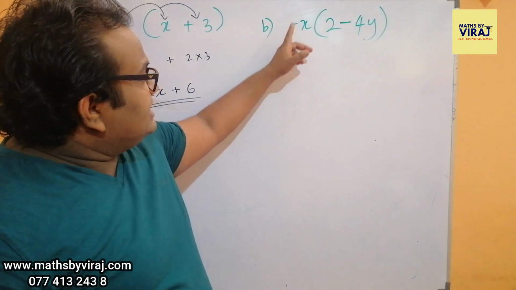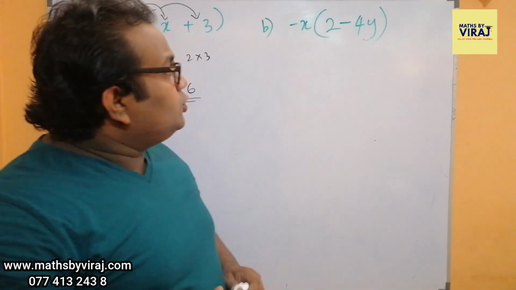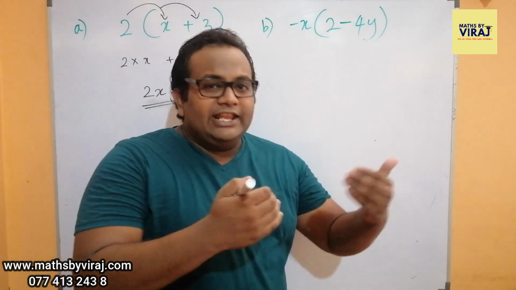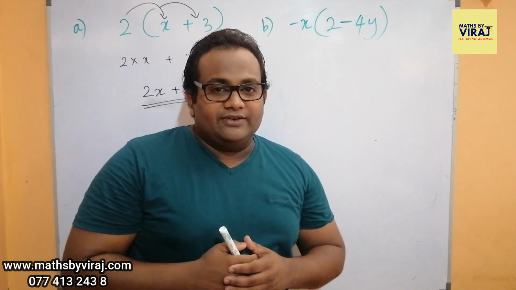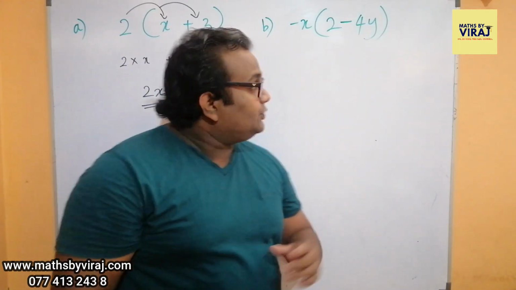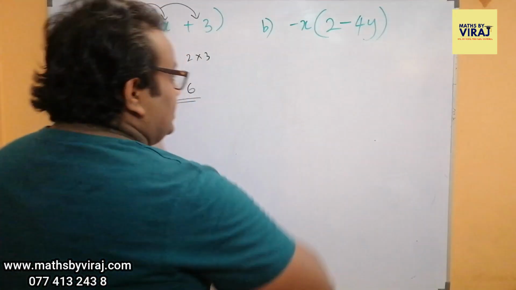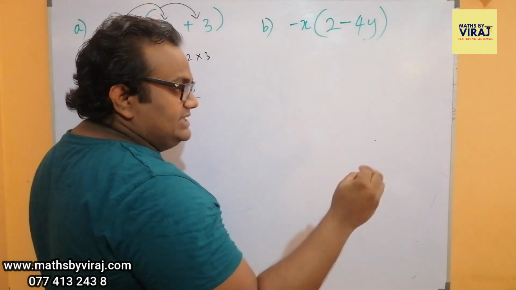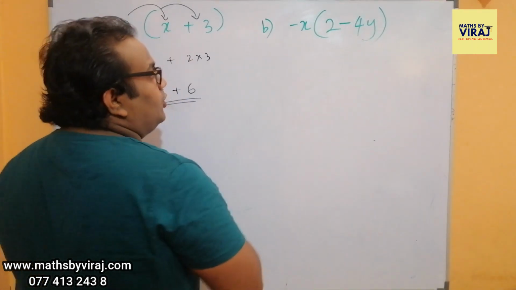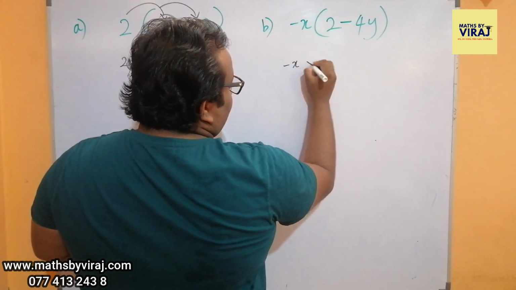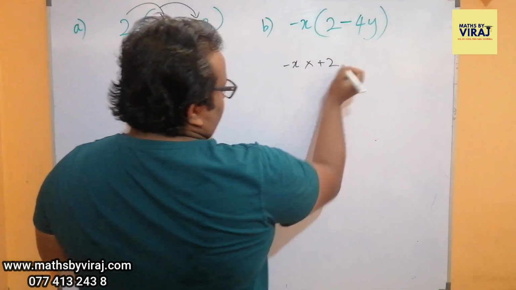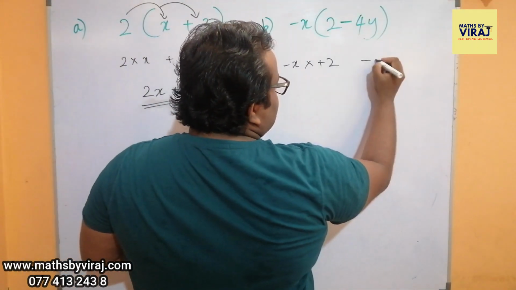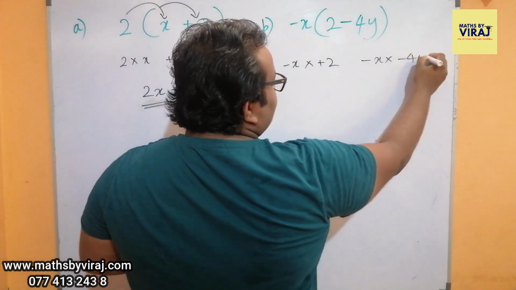Likewise, minus x is to be multiplied by 2 minus 4y. First, always remember, when multiplying any two expressions, you should first give the priority to the sign. Let's look at it. Minus x is to be multiplied by 2. 2 does not have a sign in front, which means that 2 is positive, or plus. Minus x multiplied by plus 2. Even though there is no plus, we can have a plus here. Then minus x is to be multiplied by minus 4y.